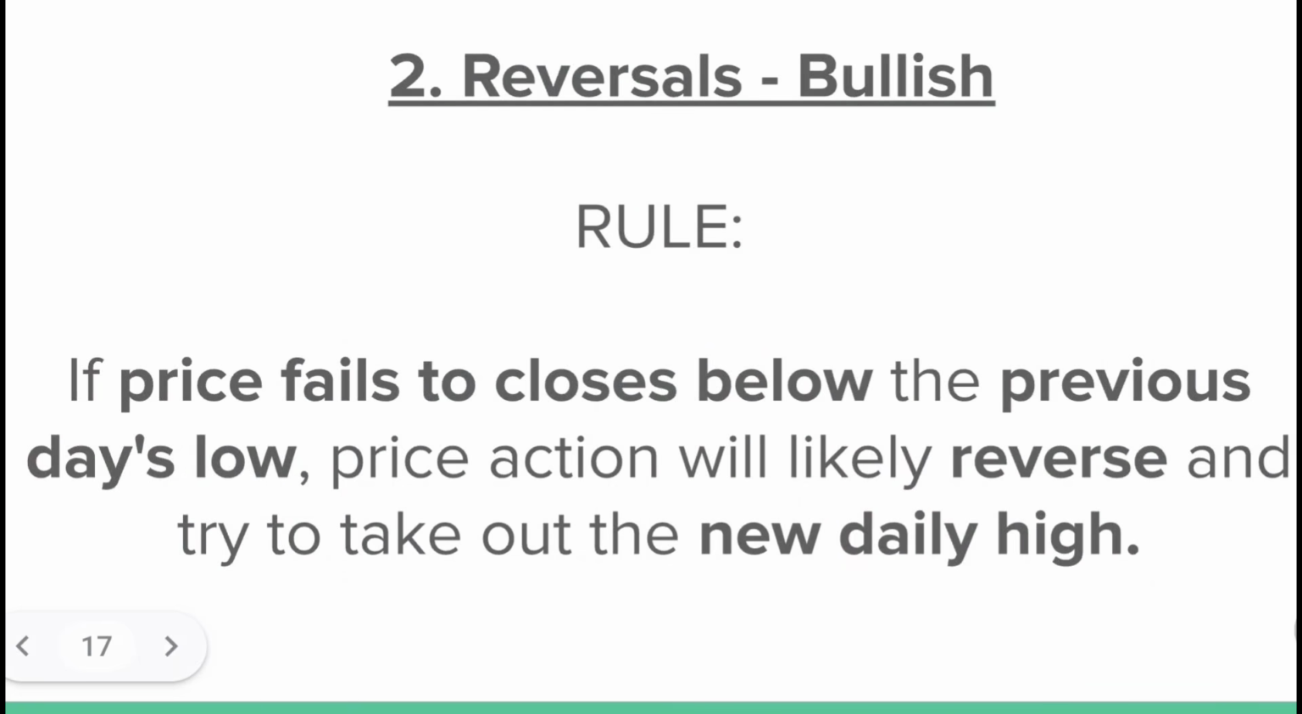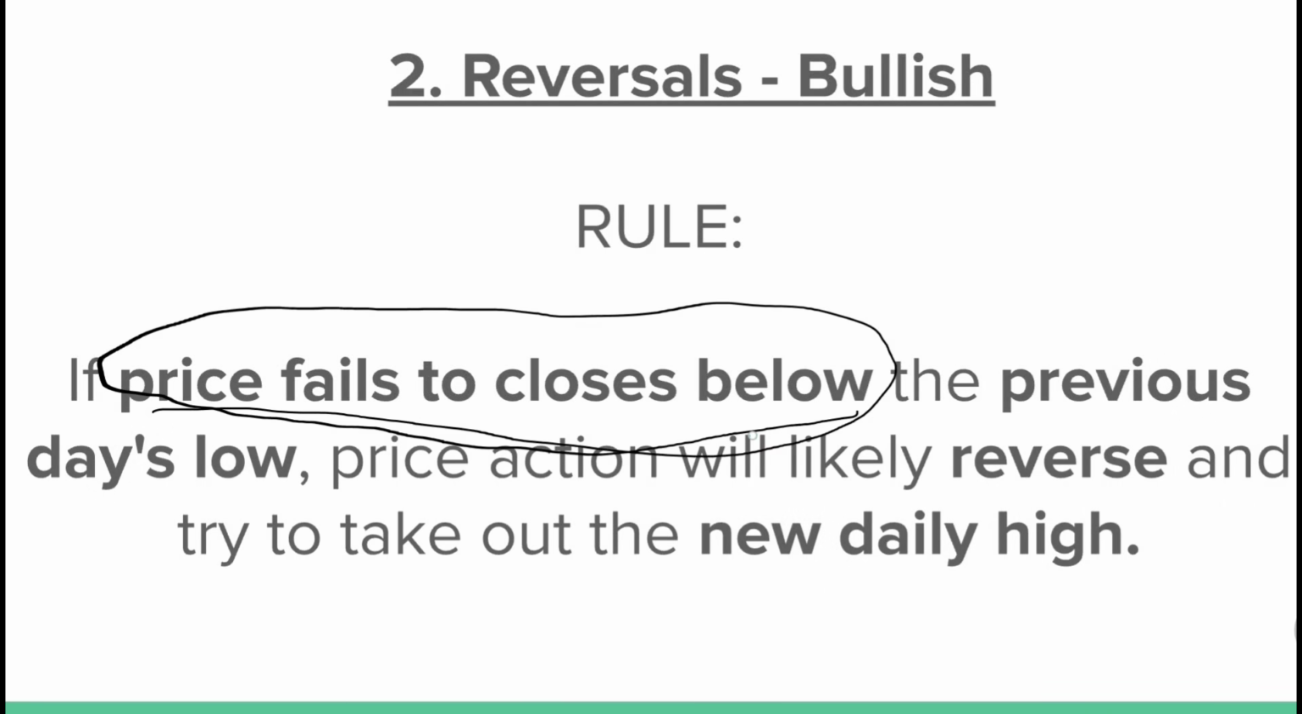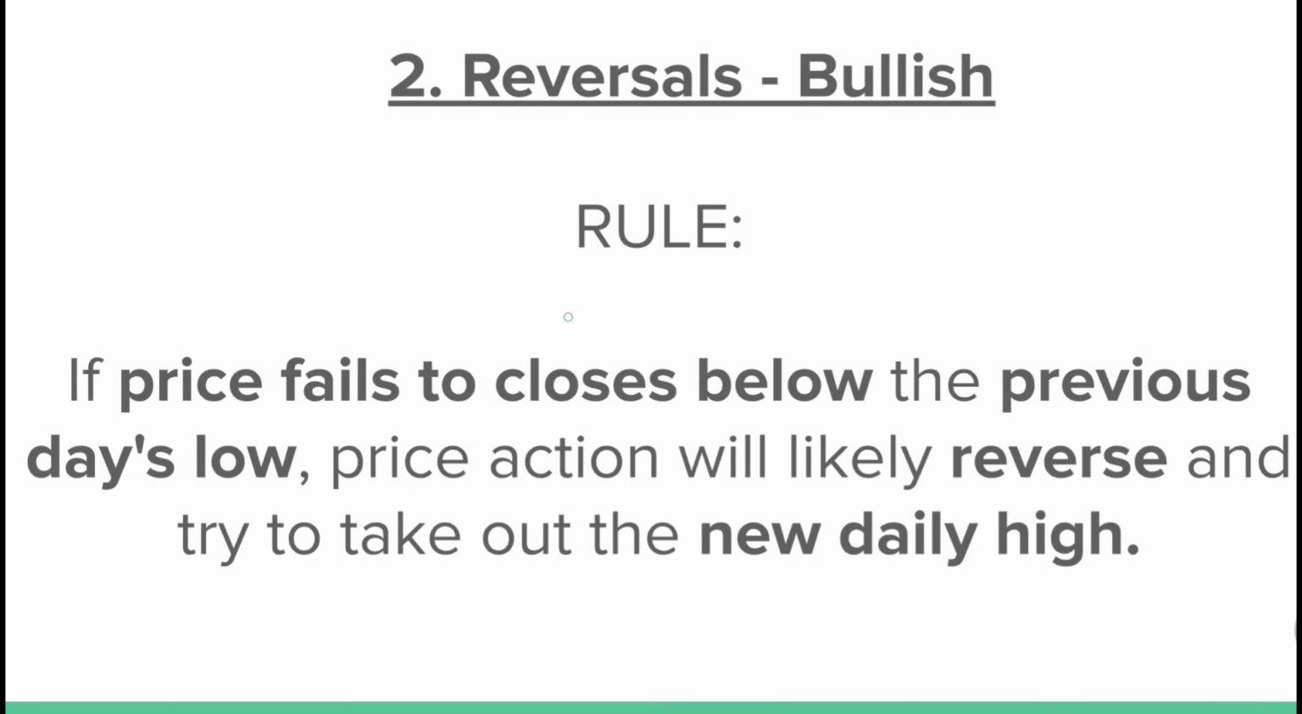Now let us look at the reversal phase. The second scenario is to trade it as a reversal, to know the daily candle bias, to know when you're going to have a reversal by looking at the daily candle. So the rule for the bullish side is that if price fails to close below the previous day's low, price action will likely reverse and try to take out a new daily high. Let me just show you on the chart.